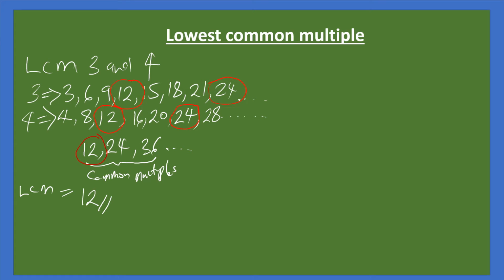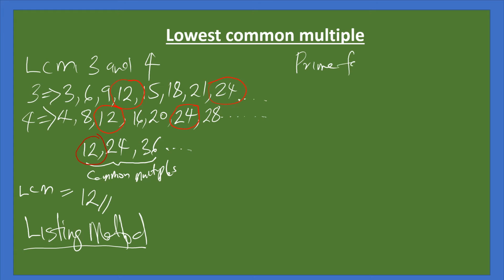So this method that we have used is called the listing method. You can also use it to find the LCM. But the one we are using now is called what? The prime factorization method.